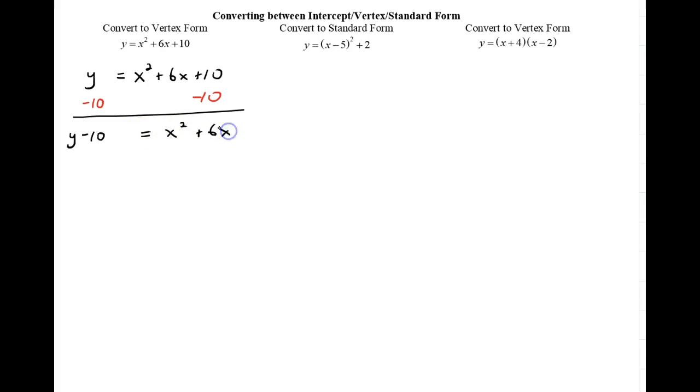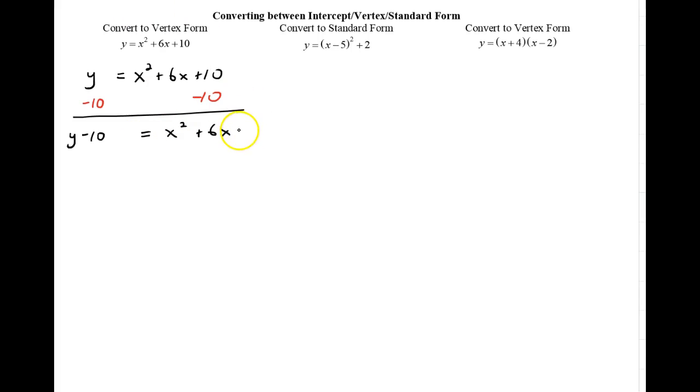Alright, so to convert this into vertex form, what we're going to do is complete the square on this. And so to complete the square, we're going to get rid of the 10. So I'm just going to move the 10 to the other side. So I'm going to subtract 10. And so on the left side, it's just y minus 10 equals x squared plus 6x.